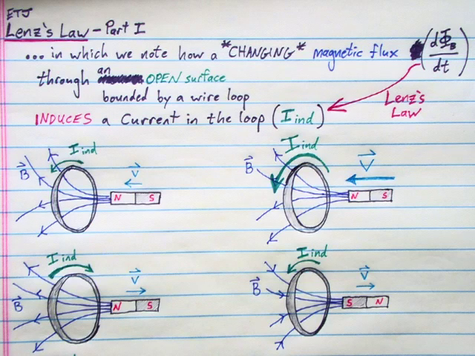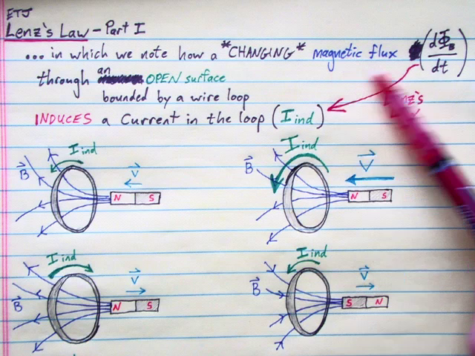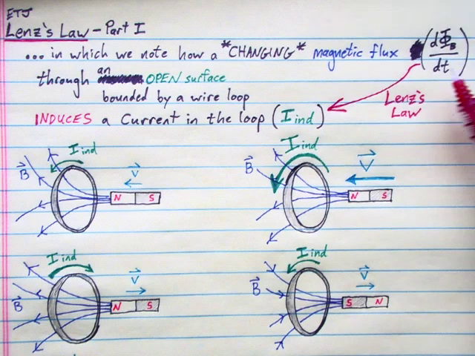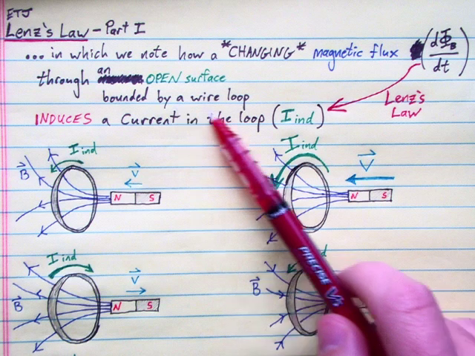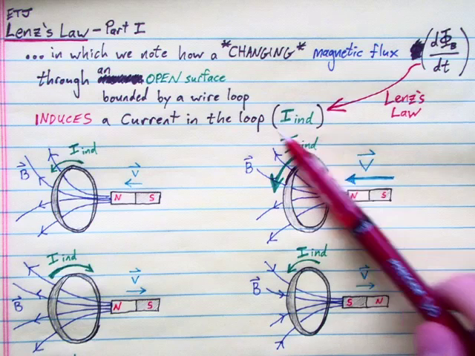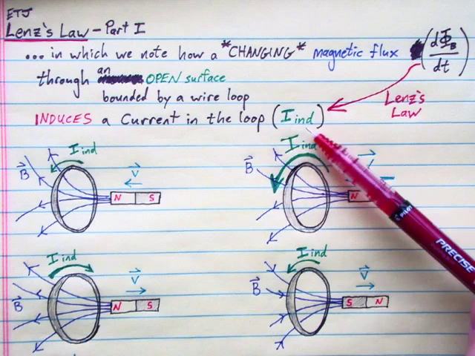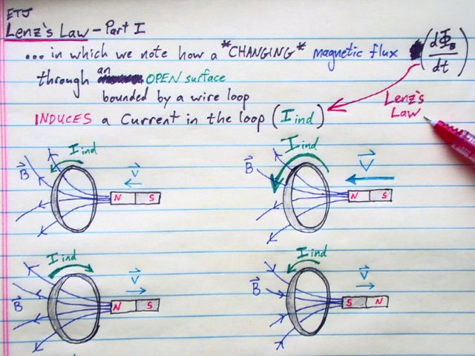Let's have a look at some new physics. The effect we're about to observe is that a changing magnetic flux, dΦ/dt, through an open surface bounded by a wire loop induces a current in that loop, an induced current. And the direction of that current is conventionally given by a rule of thumb known as Lenz's law.